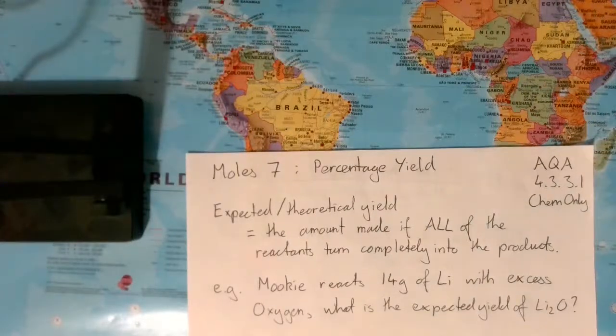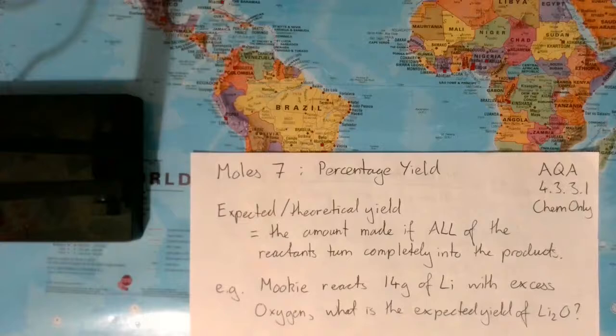Hello, this is Moles video number 7 and it's all about percentage yield. It's AQA GCSE Chemistry spec 4.3.3.1 and it's on chemistry only, so if you're doing combined science you shouldn't see this in the exams.